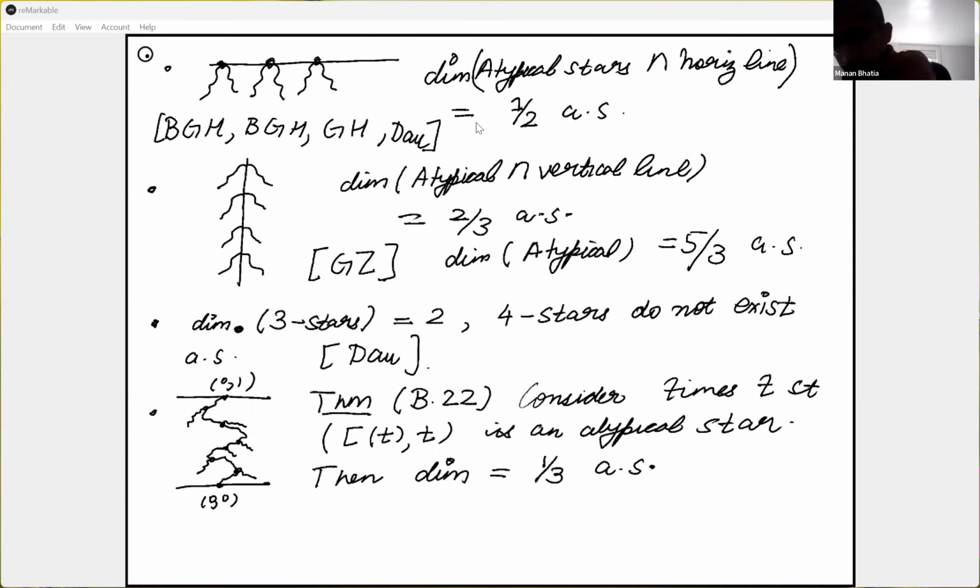Okay, so now I'll start talking about some of the proof techniques. First I'll talk about the lower bound for the topmost situation, the situation of a horizontal line, because those techniques are actually quite relevant for this proof also. And then we'll go to the lower bound for this.